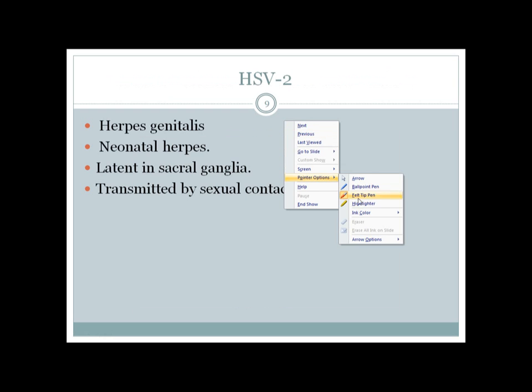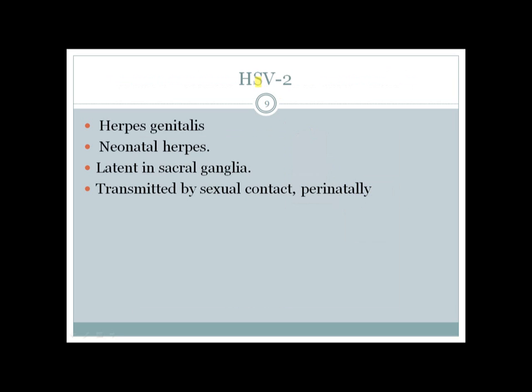And here we have the second type of the herpes simplex virus, which is type 2, and it causes something called herpes genitalis.